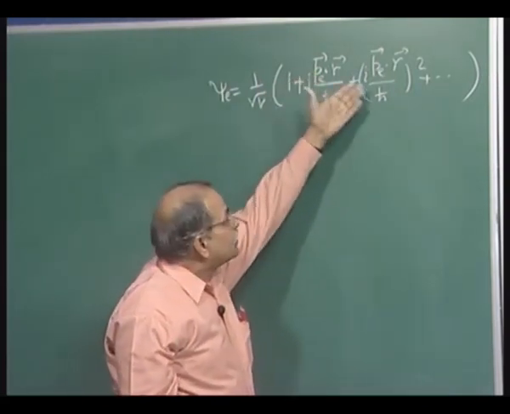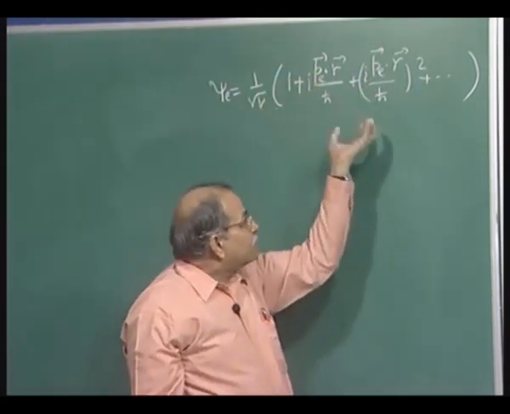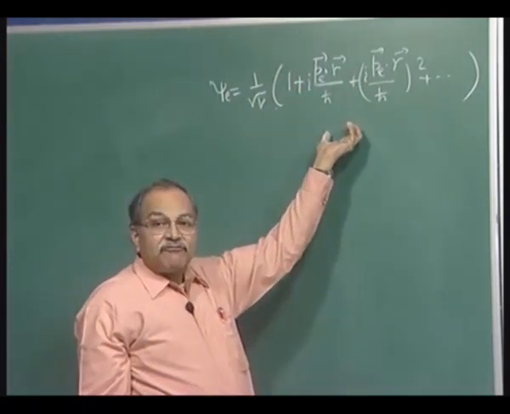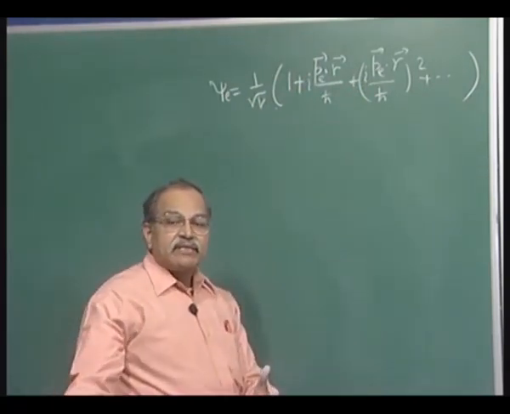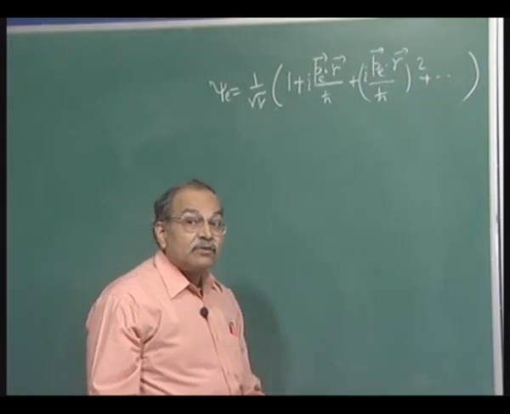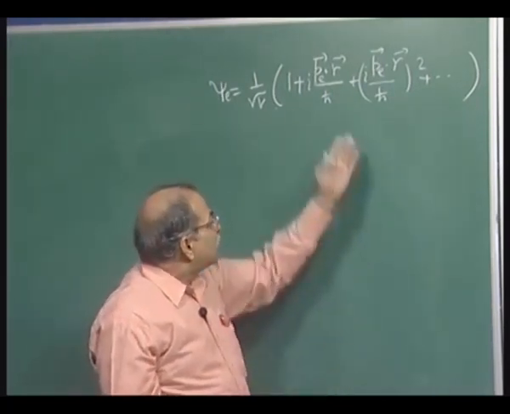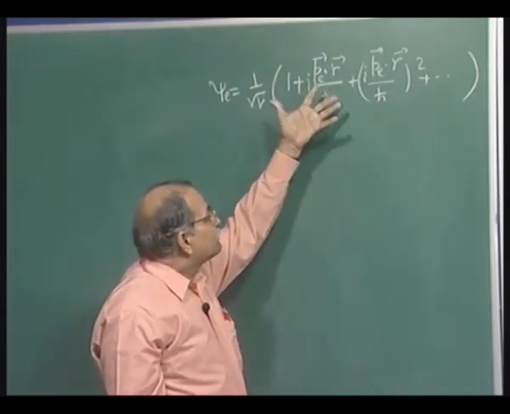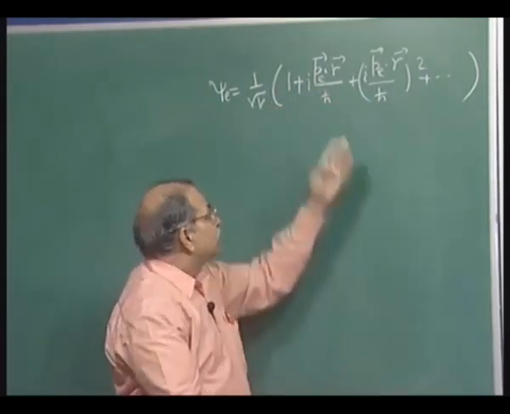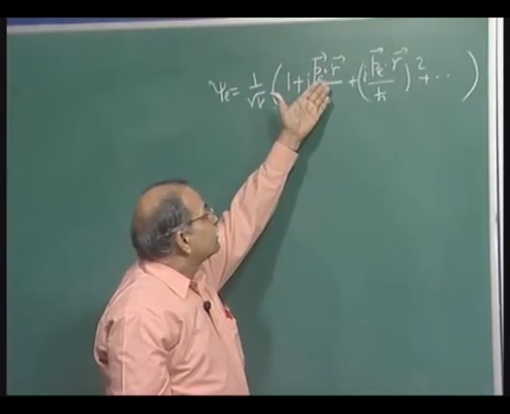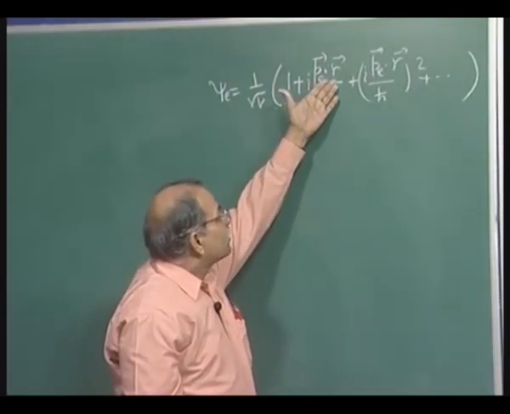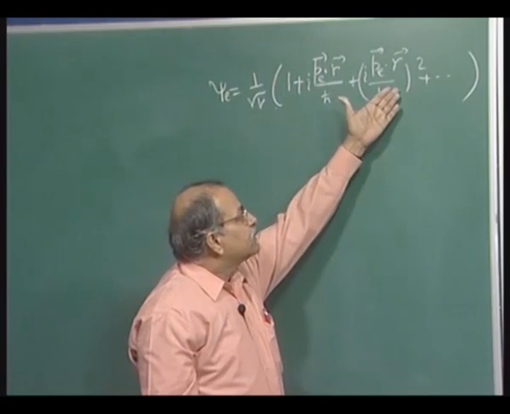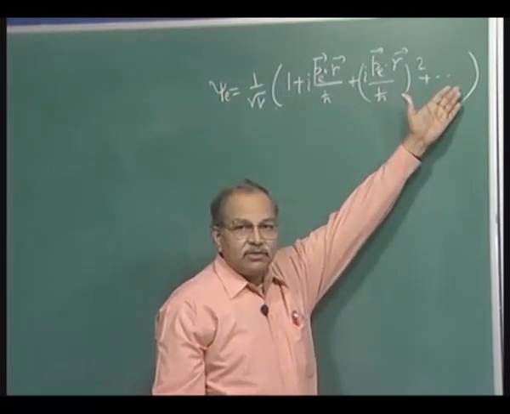So, these are to be taken into account if we want to compare the experimental data with the theory for non-zero L. For non-zero L, you have to take these terms into account. If this is non-zero, then you will stop here. If this is also 0, then you will go here. If this is also 0, then you will go here.